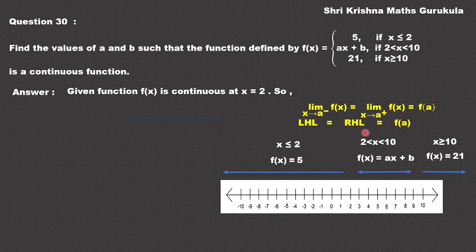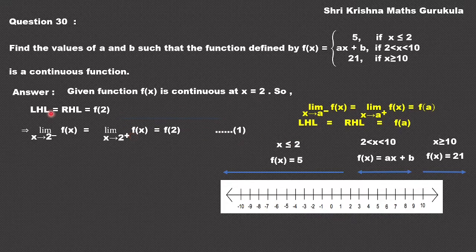When the function is continuous, this is the condition: LHL is equal to RHL is equal to f of a when x is tending to a. Let us apply this condition. LHL is equal to RHL is equal to f of 2. That is, limit of f of x as x tends to 2 minus is equal to limit of f of x as x tends to 2 plus is equal to f of 2.